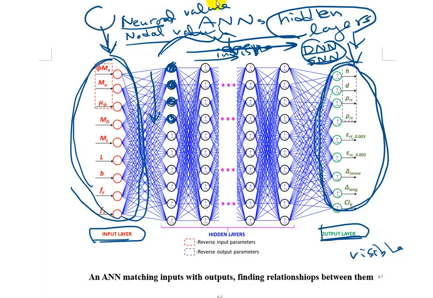So this circle represents a neuron or node, and the value in the circle indicates the neural value or nodal value. This is the input neural value and this is the output neural value. They don't have to be in the input layer and output layer. It could be anywhere in the network, as long as you have this relationship, where this circle is calculated based on this circle, then this could be a neural output and this could be a neural input. It really doesn't matter where your neurons and circles are located in the network.